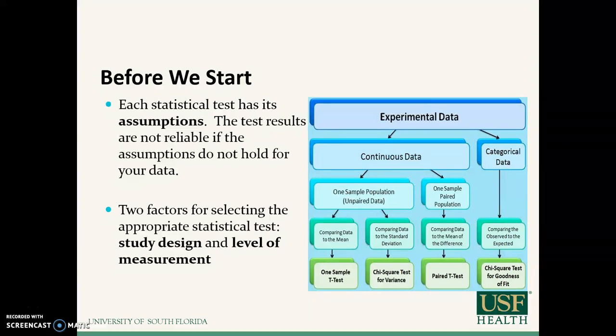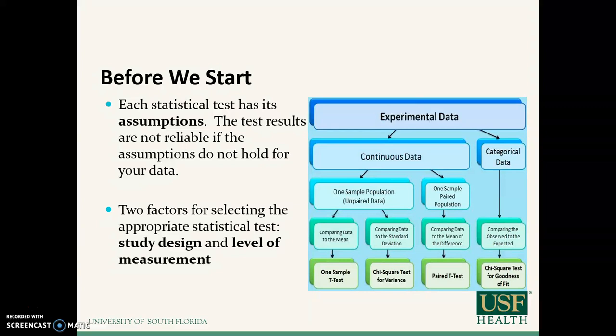And two factors for selecting the appropriate statistical test: one is study design, and the other is the level of measurement. When you think about doing hypothesis testing, there are hundreds and thousands of different statistical tests. So which one are you going to use? That is half science, half art. You have to practice a lot to get a good sense of it.